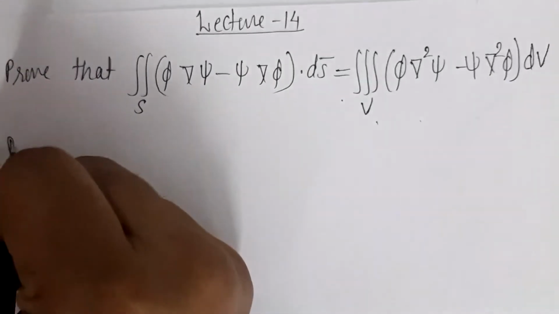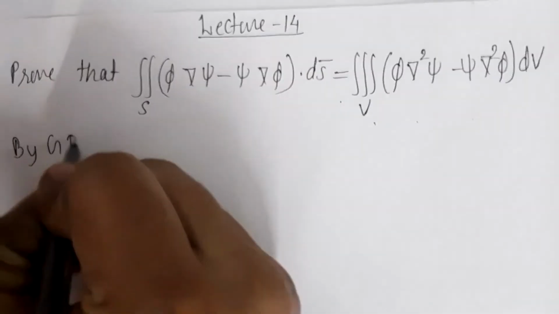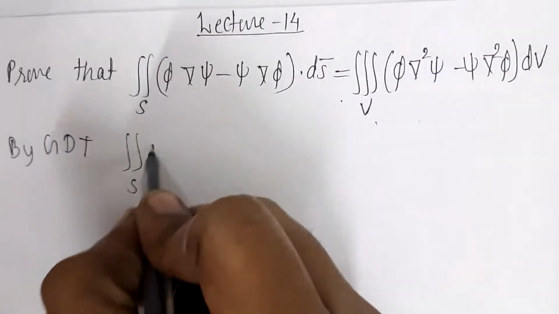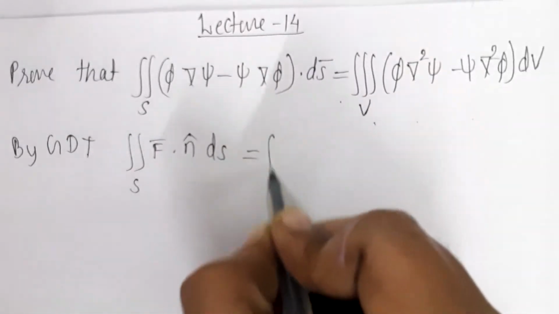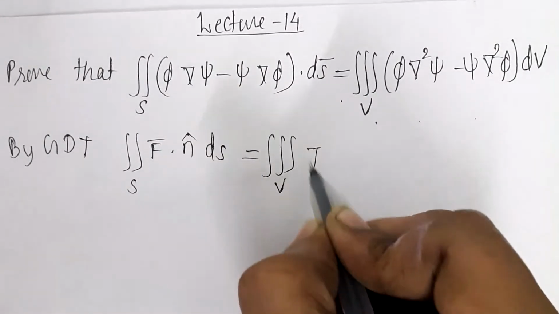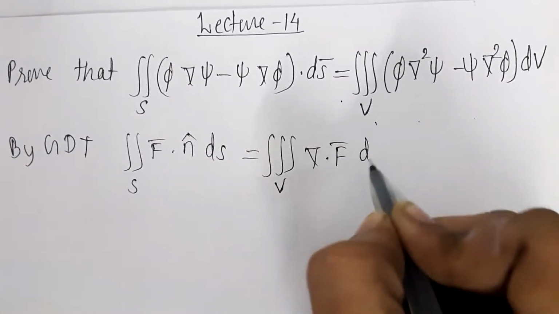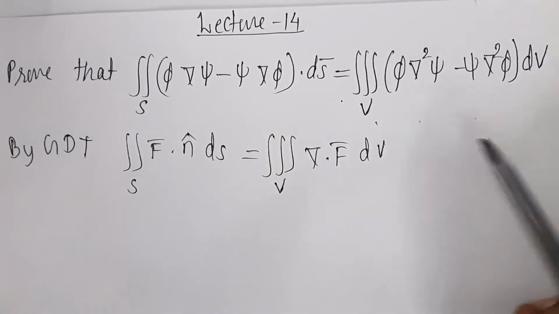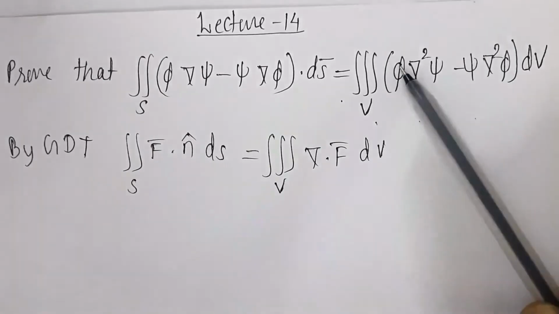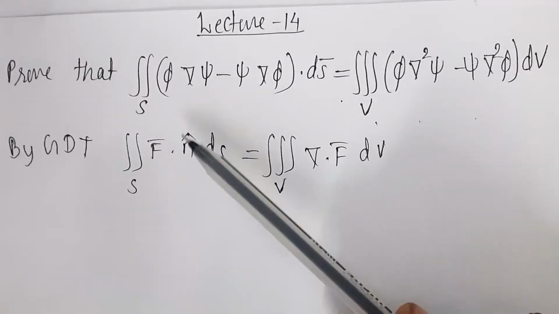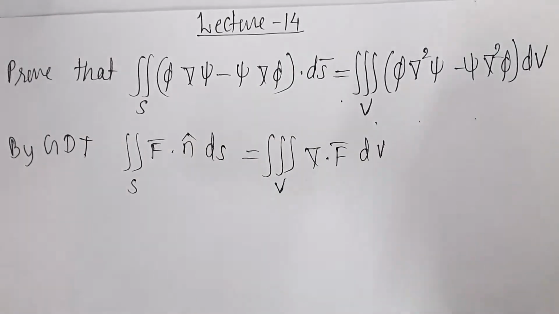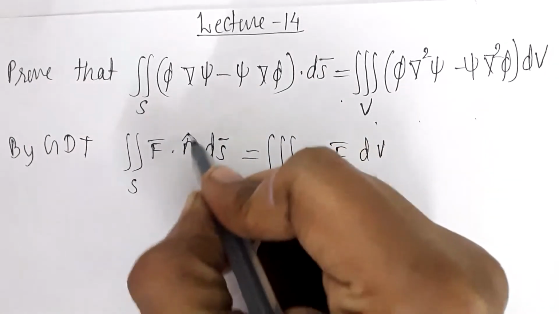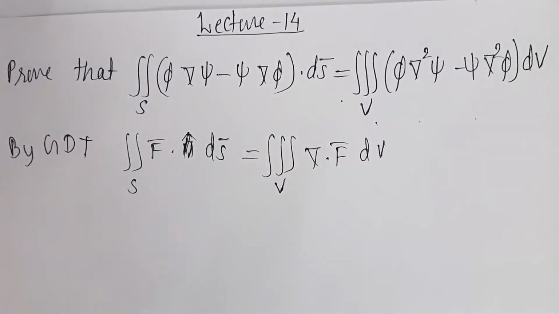Gauss divergence theorem is double integral over S of F dot n cap dS, it is equal to triple integral over V of del dot F dV. Now the same result we want to prove here, double integral over S and triple integral over V. Instead of n cap dot dS we can write dS bar also.